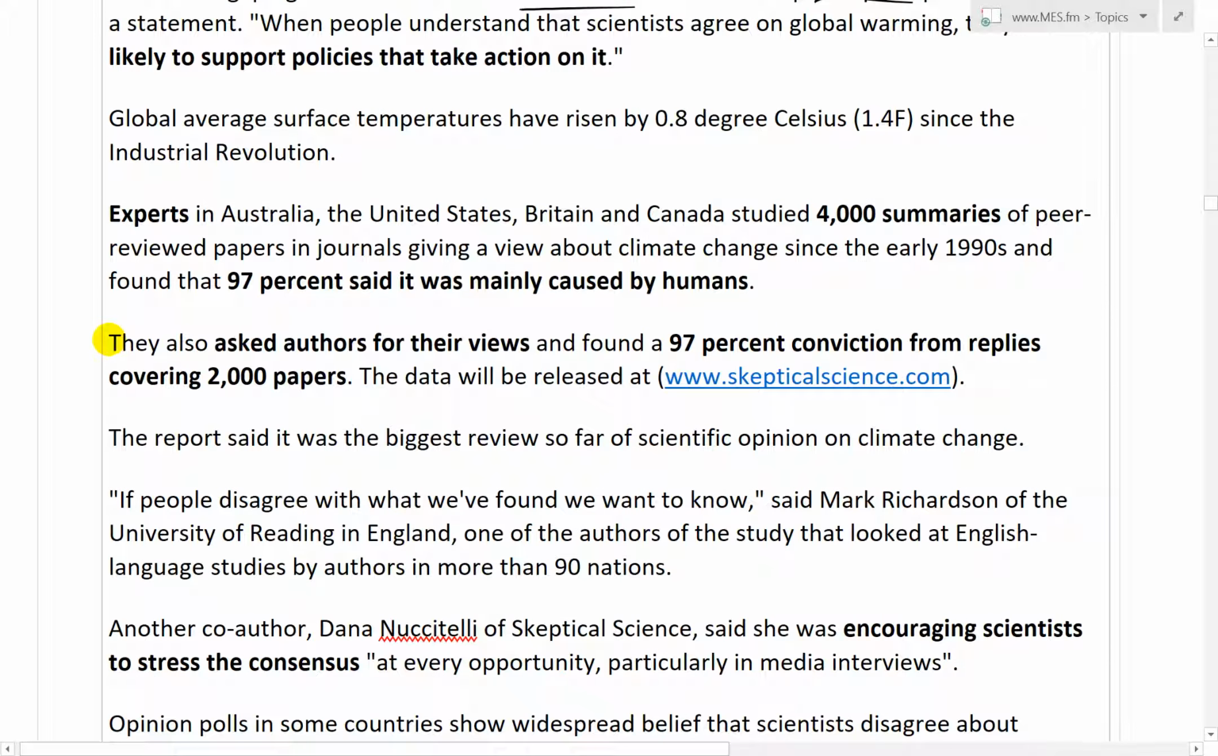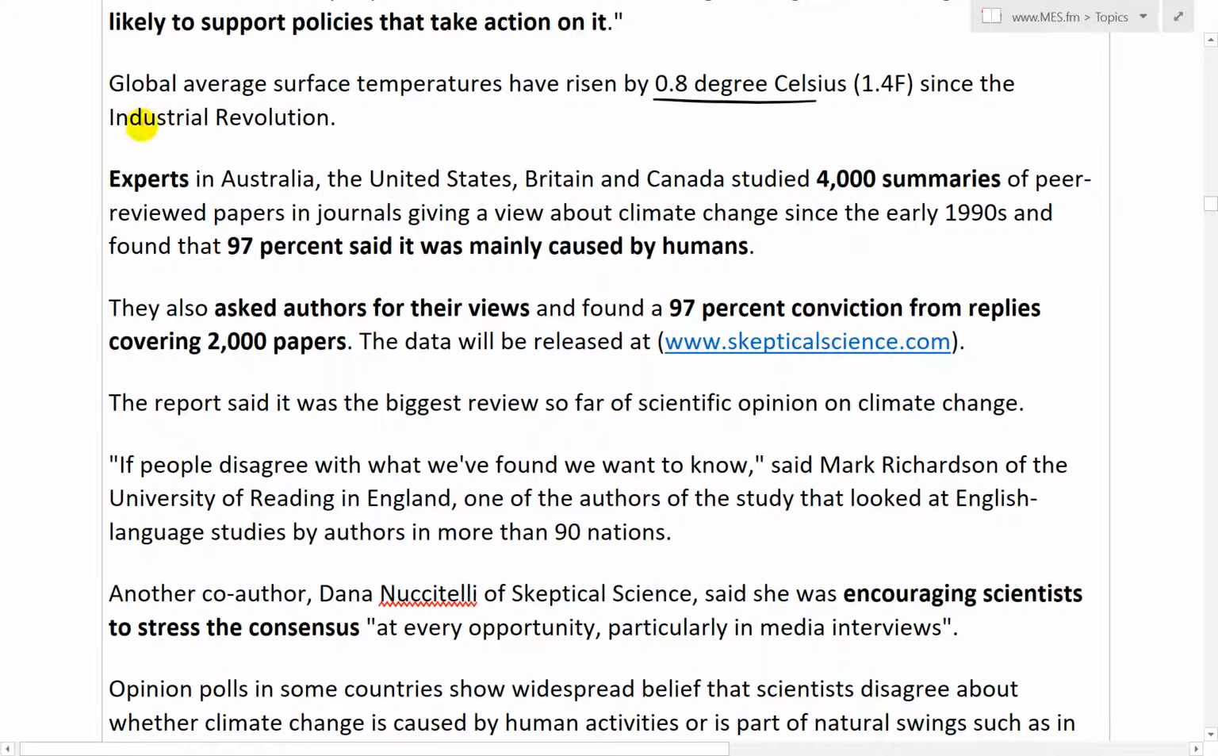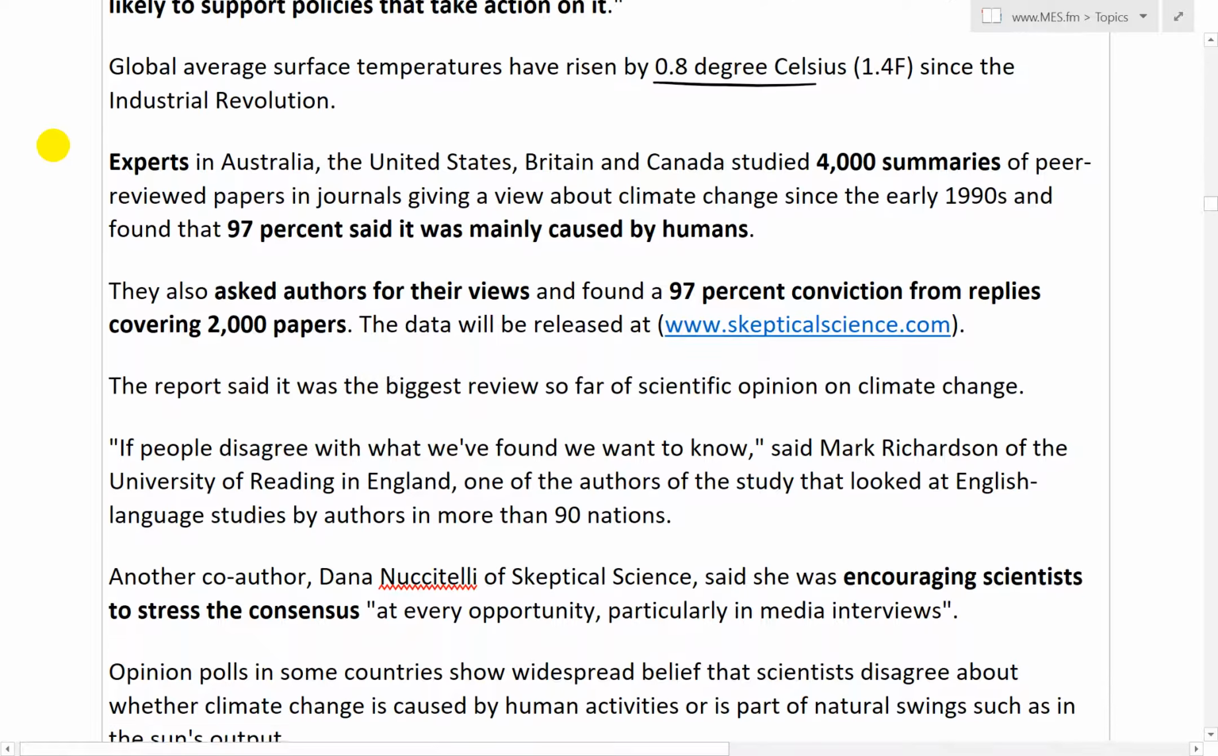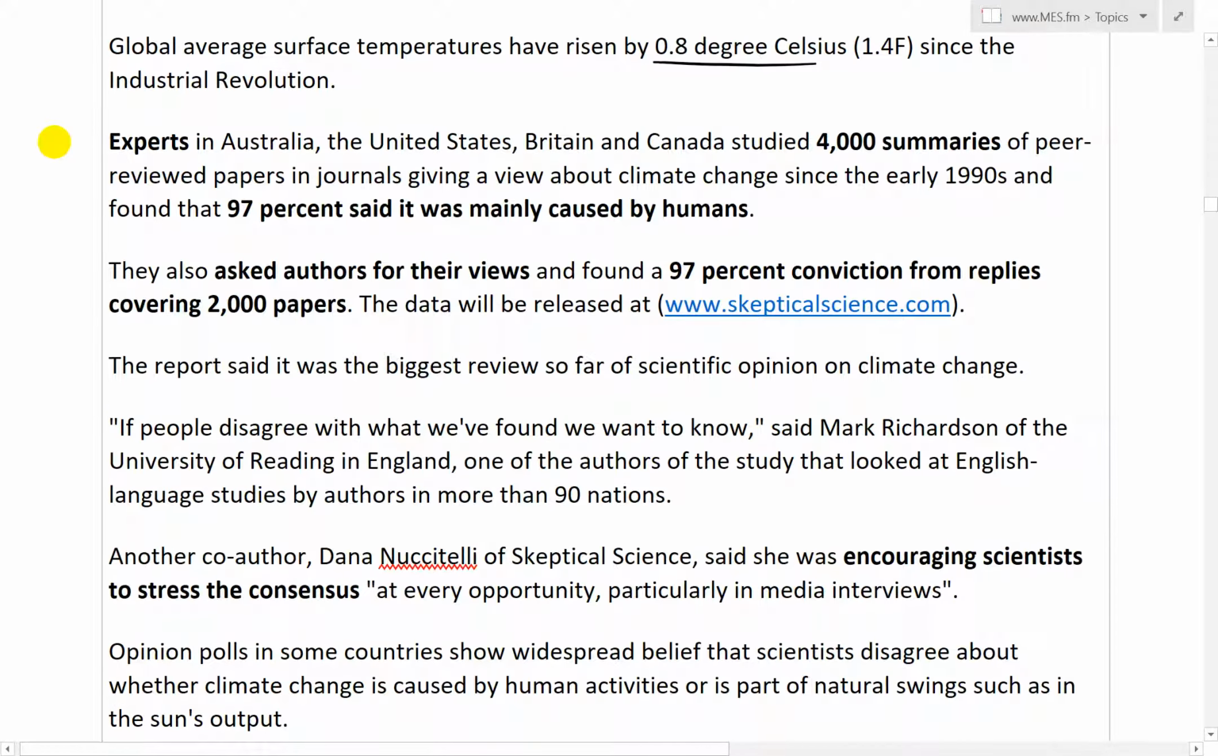Global average surface temperatures have risen 0.8 degrees Celsius since the Industrial Revolution. Experts in Australia, the United States, Britain, and Canada studied 4,000 summaries, or just the abstract, not actually the papers, of peer-reviewed papers in journals giving a view about climate change since the early 1990s, and found that 97% said it was mainly caused by humans. Yeah, again, this statement is actually quite misleading.